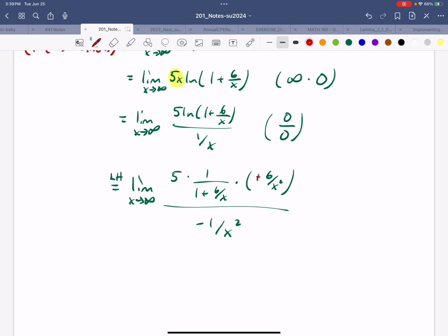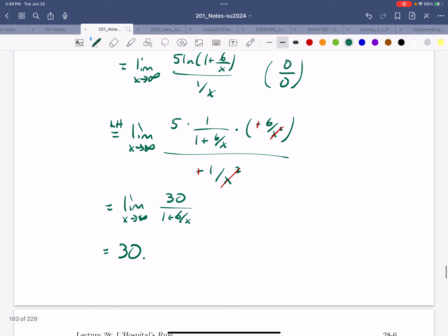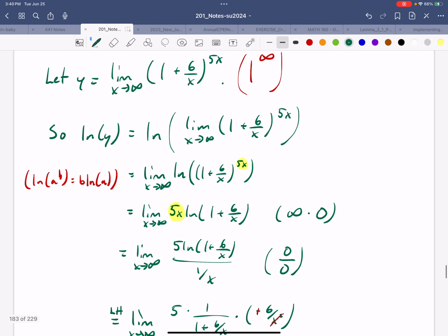And something kind of nice happens. The negative signs cancel out, the x squareds cancel out, the 1 over x squareds cancel out. And we're left with the limit as x approaches infinity of 30 over 1 plus 6 over x. And that answer equals 30. So our answer is 30? I thought it had something to do with e to the x, or e, rather. Well, it actually does. And the answer is not actually 30.